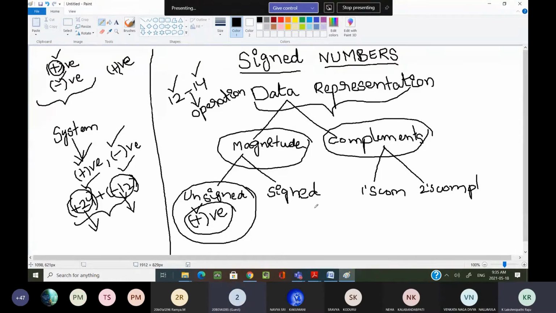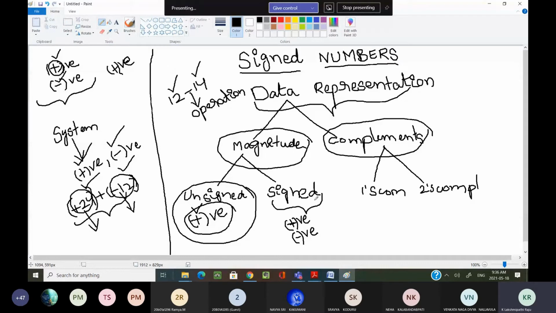Now coming to the signed. In unsigned, the examples we have done, everything you should consider as unsigned numbers. Now coming to the signed, here we clearly have to mention the sign. That means you have to say that this is the positive number and this is the negative number. Like that, you have to clearly mention the sign. How do I know whether the given number is a positive number or a negative number?